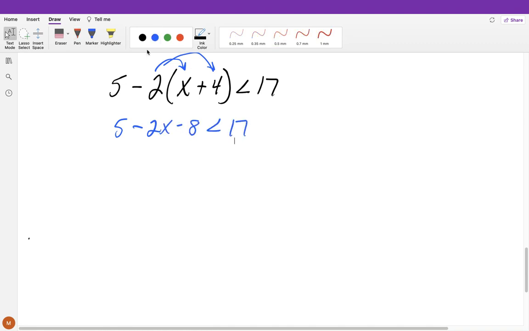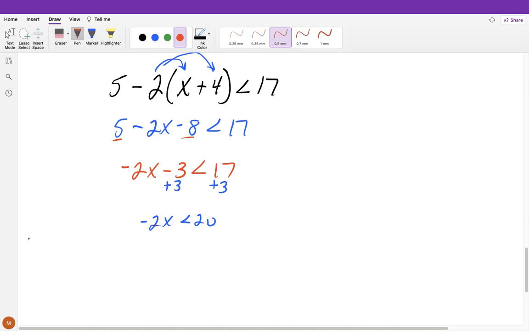Remember, we only flip our inequality when we're multiplying or dividing both sides by the same negative number. So when we're undoing our problem and doing our inverse. If we're just simplifying one side of that inequality, we're not reversing it because that 17 is not changing anything with it. And now we're going to combine our like terms of 5 minus 8. So it's negative 2x minus 3 is less than 17. We'll now add 3 to both sides. So now we have negative 2x is less than 20.